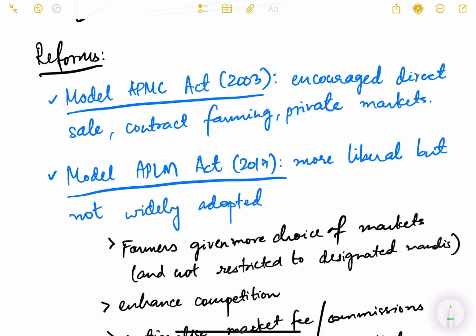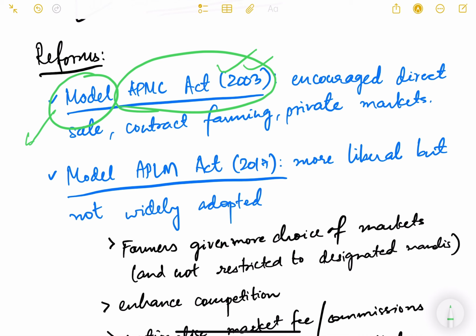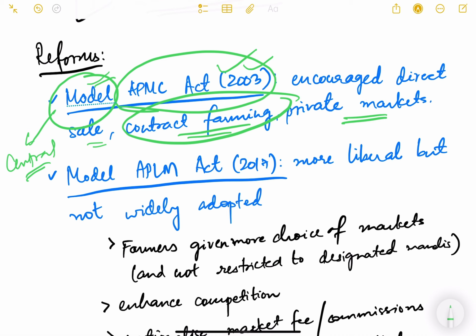Now, what are the reforms in this? What reforms can be brought? One is the Model APMC Act of 2003. Again, this is a model act enacted by the central government. Friends, wherever the word model comes, please try to understand that it is enacted by the central government and it is a kind of model, a representative act for the state governments, because ultimately it is a state subject. Encourage direct sale, contract farming, private markets. Contract farming we have already seen, right?